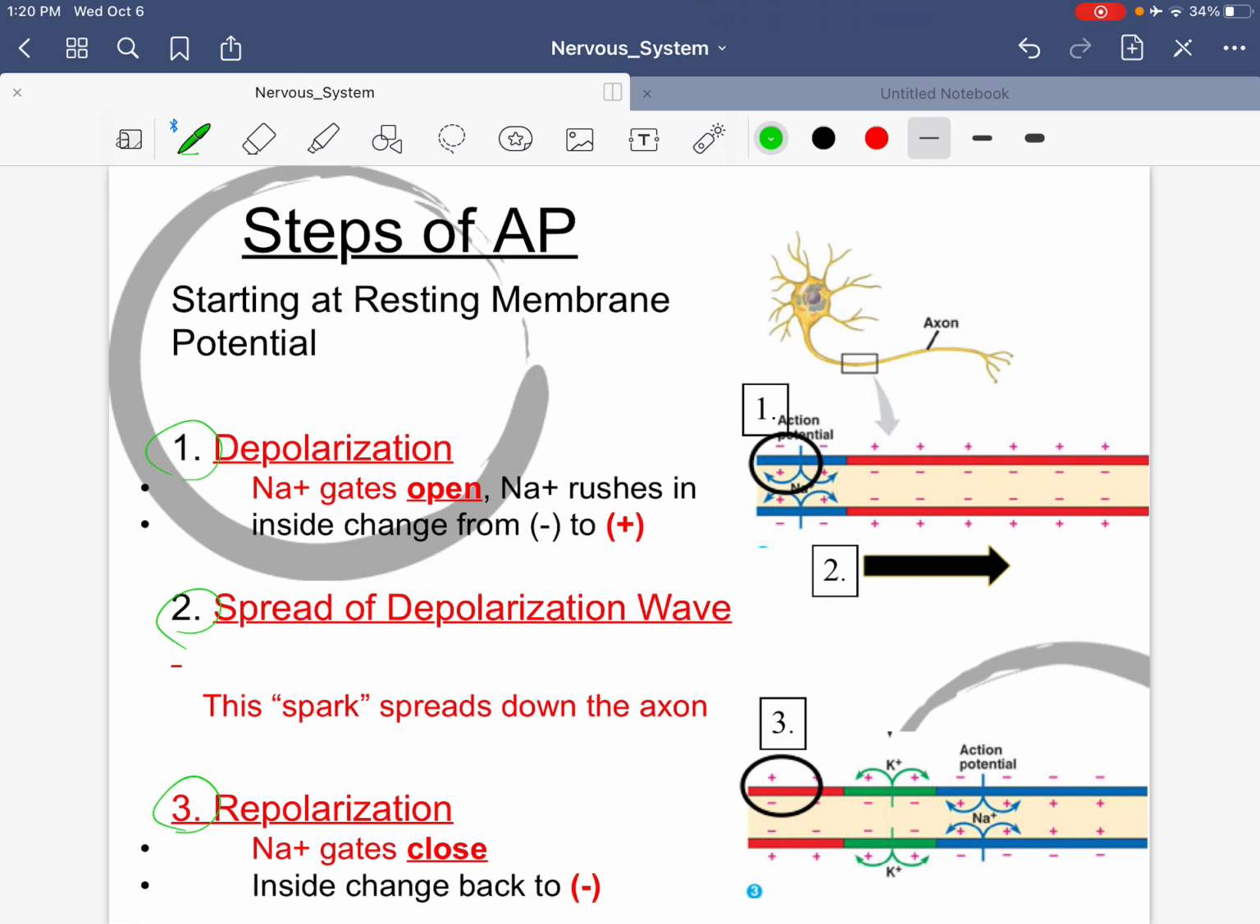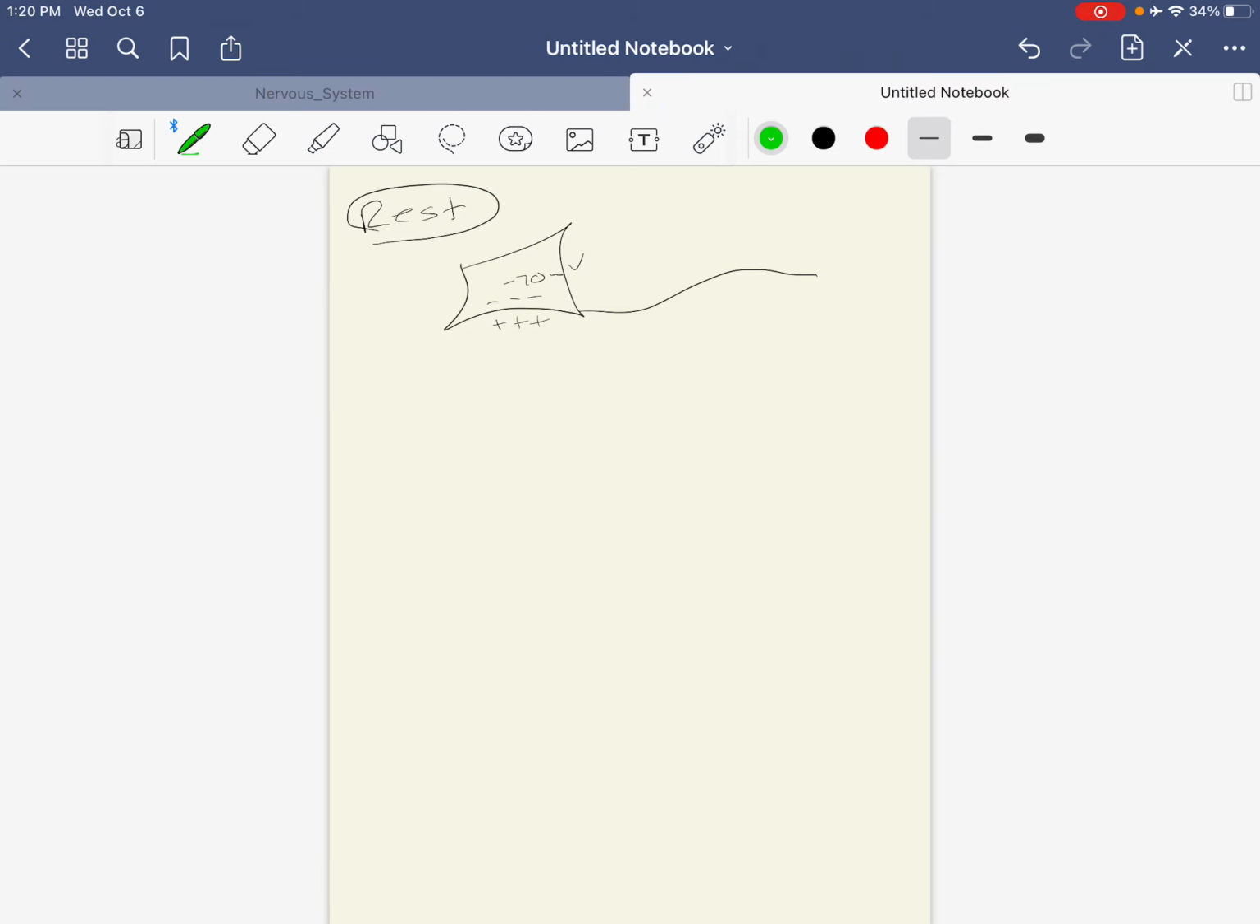So here are 3 steps, boom, boom, boom, for how we make a nerve impulse, starting at rest. So from rest, what's the first thing that has to happen? Something called depolarization. Depolarization just means that the sodium gates open. We open more of those sodium channels. So let's lay it out. Step number 1, depolarization.